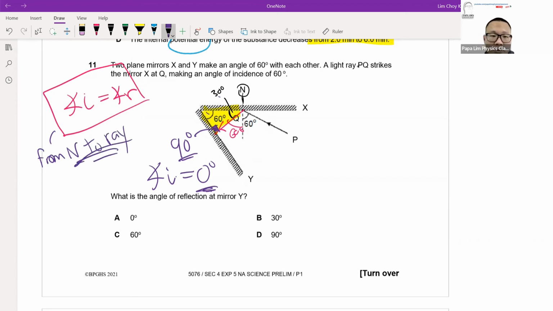So if I know the angle of incidence is 0 degrees, the reflected angle will also be 0 degrees, because the law of reflection says that the two angles are identical. So the answer will be 0 degrees. This is how I look at the angle here. It involves a bit of math, and of course the use of the law of reflection.